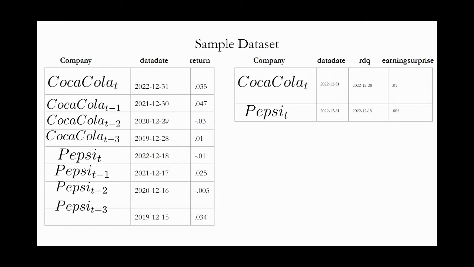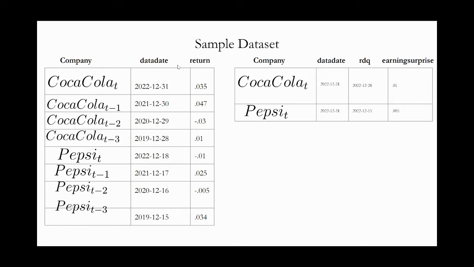And so you could imagine we might want the 3-day return right after Coca-Cola releases earnings on the 28th, and the 3-day return after Pepsi releases earnings on the 15th. And so that 3-day return would be the return on the 16th, the 17th, and 18th for Pepsi, and the return on the 29th, 30th, and 31st for Coke, assuming they both release earnings after hours. These are the first days that the market has a chance to respond to Coke. These are the first days that the market has a chance to respond to Pepsi.